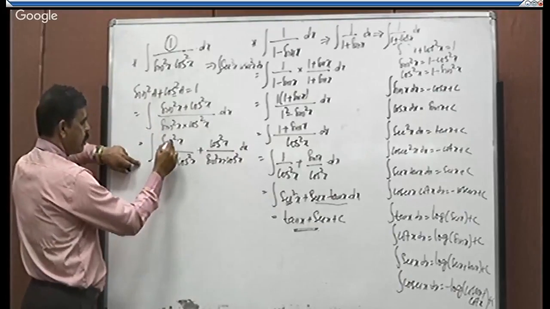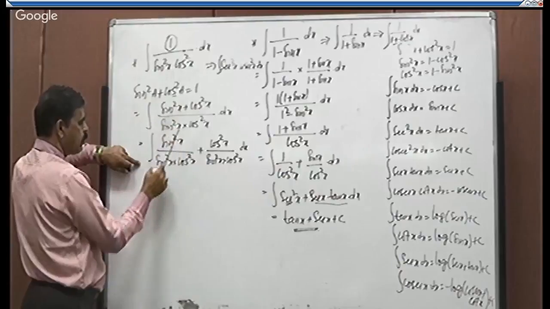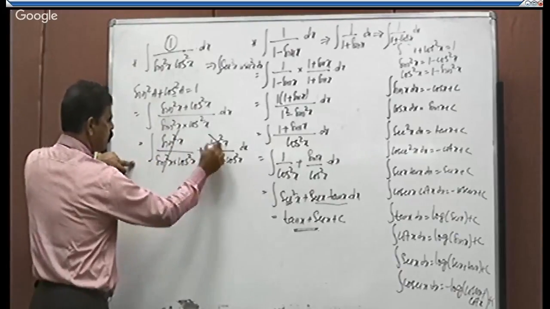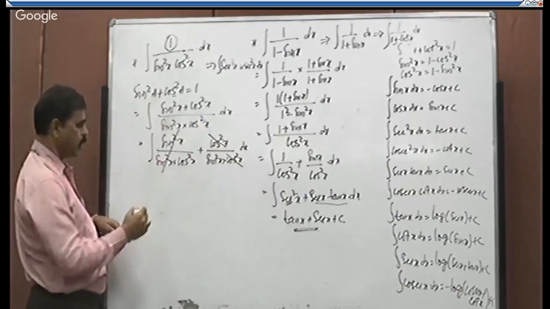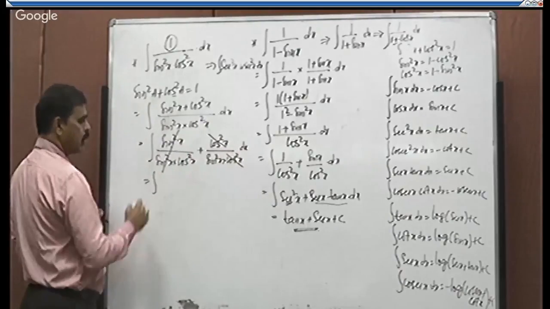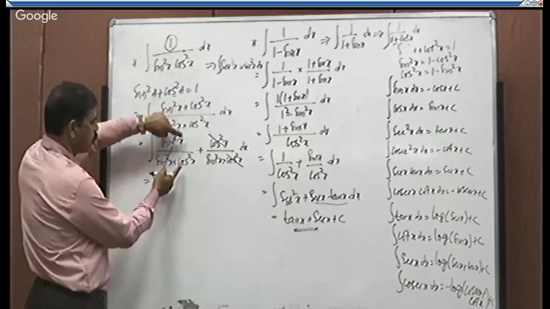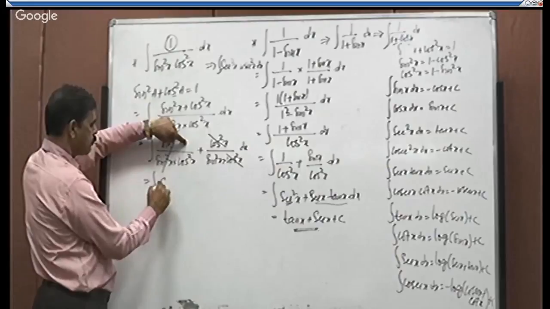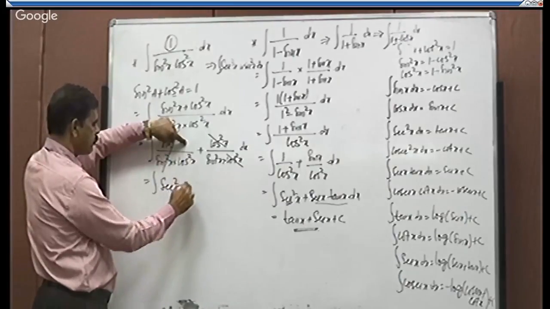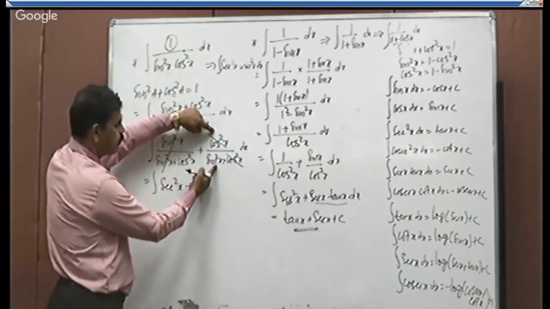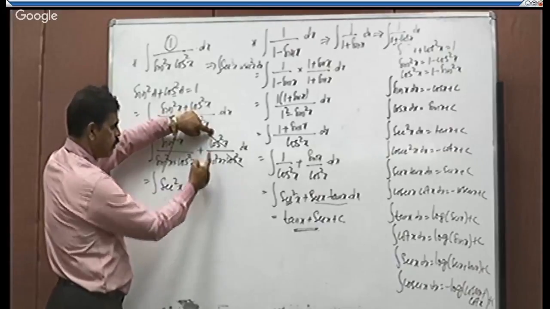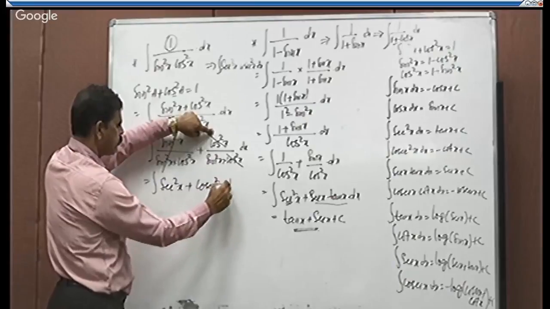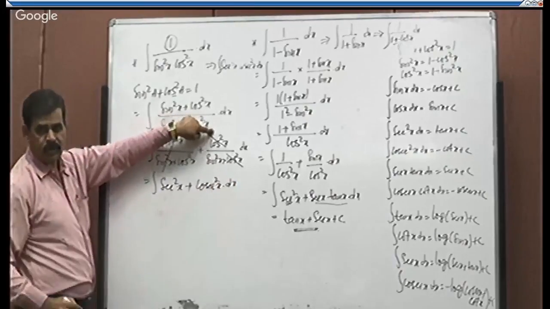Now see, the numerator and denominator have a common term, sine square x. Here also cos square x gets cancelled. Take the remaining thing. What is remaining? 1 divided by cos square. So 1 by cos is secant. Sine square x plus 1 by sine. 1 by sine is cosecant. 1 by sine square is what? It is cosecant square x into dx.